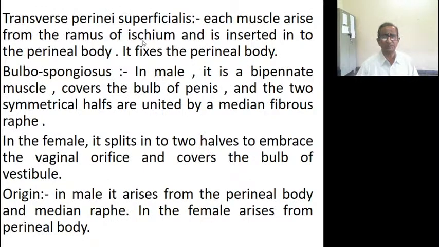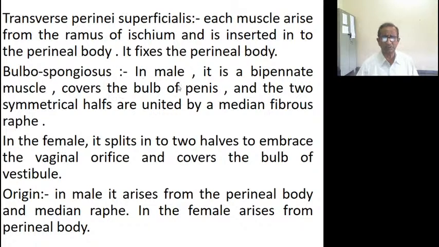Now, transverse perineal superficialis. Each muscle arises from the ramus of the ischium and is inserted into the perineal body. So this is arising from the ramus of the ischium and is inserted into the perineal body. It fixes the perineal body.